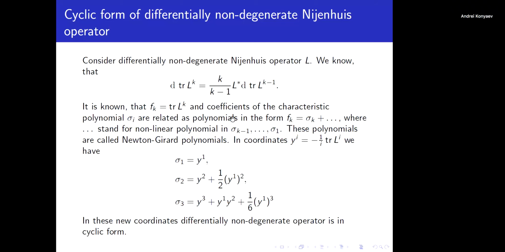Now, we take a non-degenerate Nijenhuis operator, and we get the following formula. We define new functions, f_k, like this. We can now try to express these functions in terms of coefficients of the characteristic polynomial. Basically, this is a good algebraic problem from an absolutely different branch of mathematics. It has to do with symmetric polynomials.